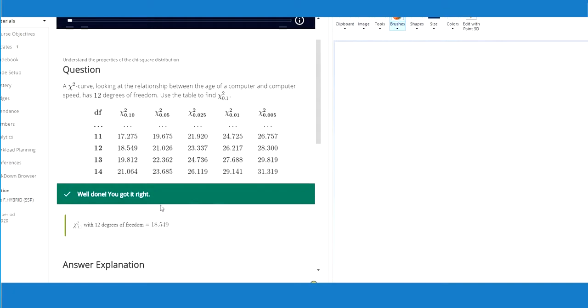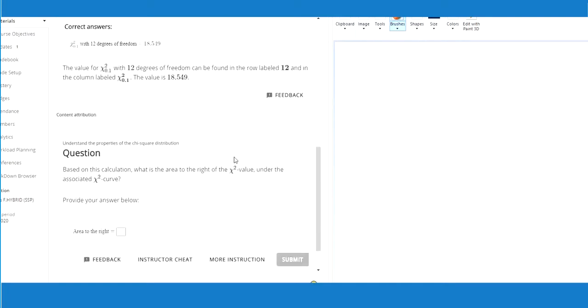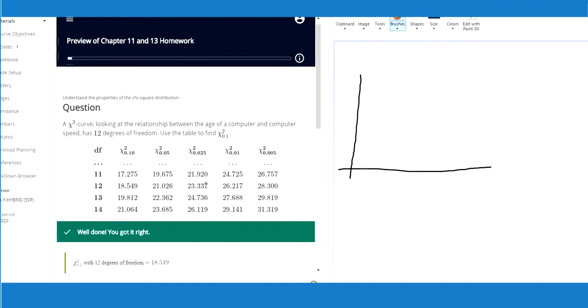In a previous video, we determined the chi-square test statistic for this information is 18.549. So the next part is we're supposed to find the area to the right of the chi-squared value. Tables of values like this one up above and in the back of books are chi-squared values that correspond to a right-tailed area.